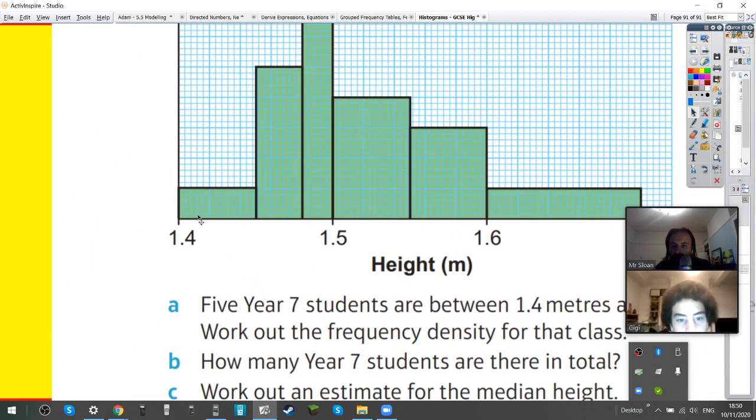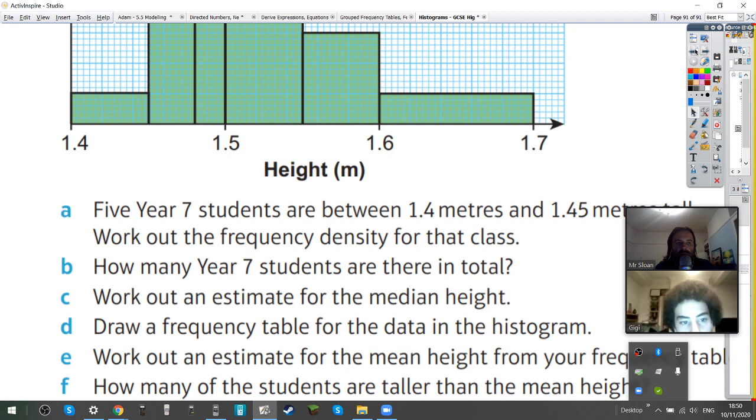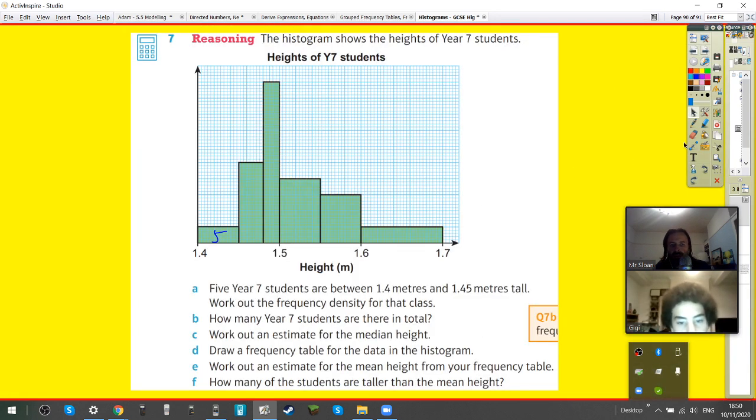How many squares is it? 1, 2, 3, 4, 5 squares. And so that's 0.5 across. 0.5 x equals 5. So that x is 10. And so the height is 10. So each square is worth 2.